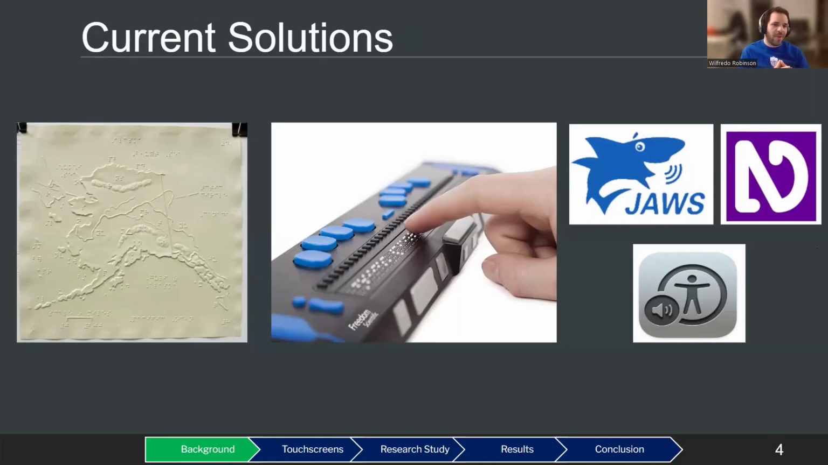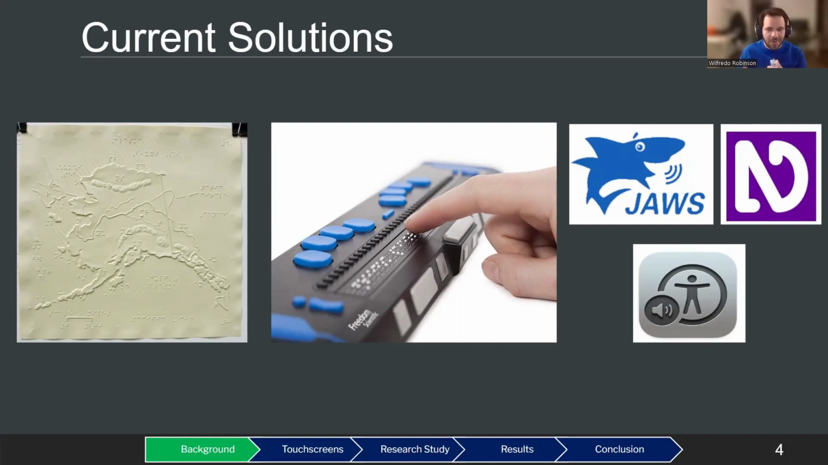Well, with physical formats, we have embossed printouts, thermoform, and swell paper, like the map of Alaska example that we have on the left, pin arrays and refreshable braille displays, like the example that we have in the middle of the screen. These tactile formats give very rich tactile information, but they usually come at a high cost. You need assistance or trained personnel, and you need time to render the graphs in these formats.